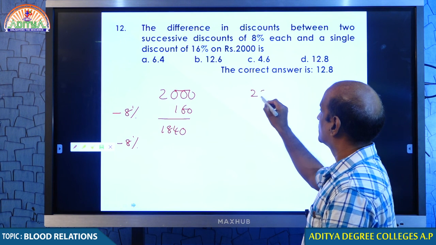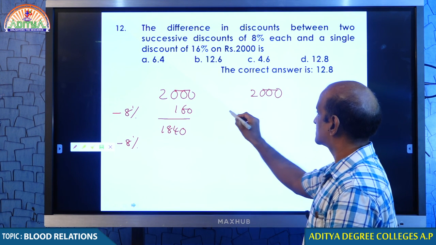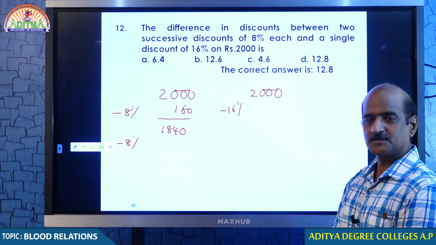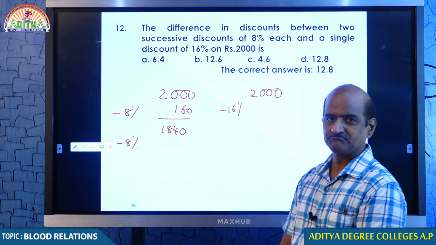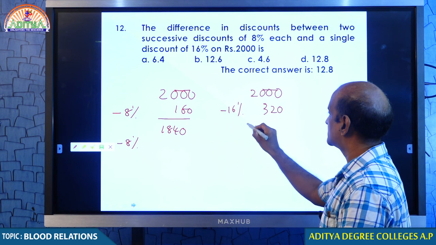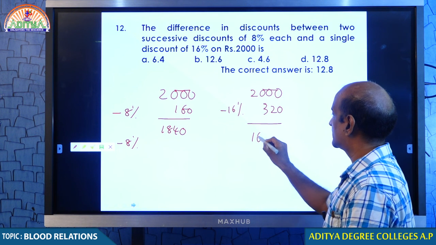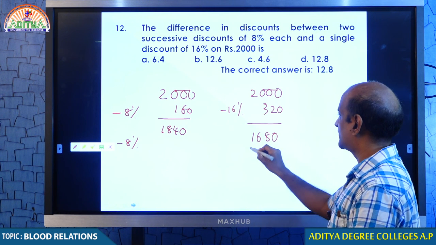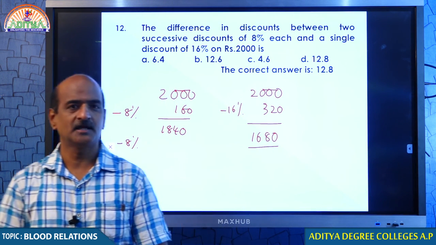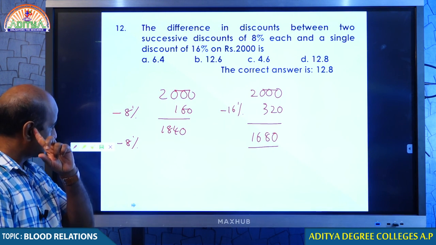Second one, you reduce 16% straight away. How much is 16% of 2000? Come on, 320. If you reduce 16% straight away, you will be selling the item for 1680. But if you reduce 8% and 8%, let us check how much it costs.